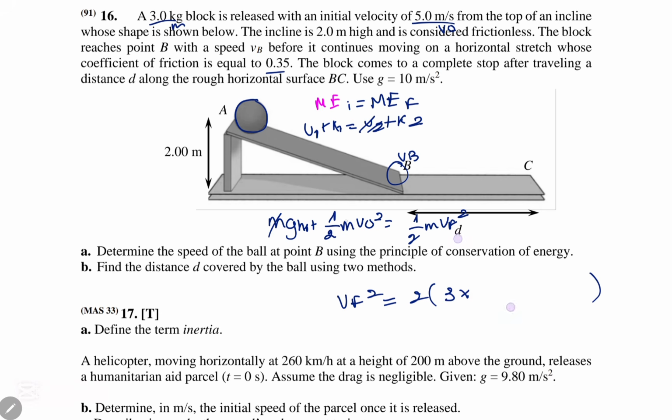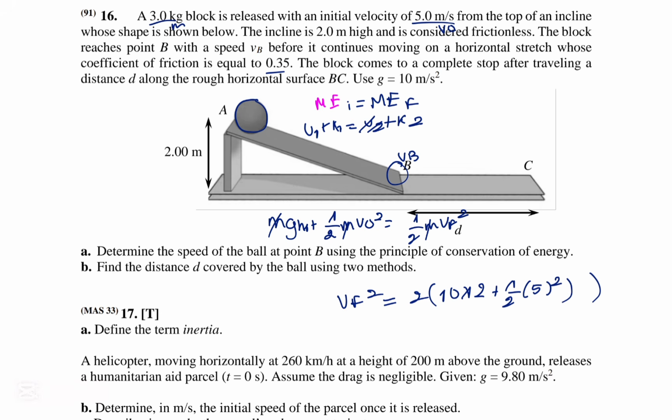You could cancel the mass actually. There is no point in adding the mass, so you can cancel it out. So it's going to be 2 times the g, which is 10, times the height, which is 2 meters, plus 1 over 2 times 5 squared, okay? Put it on your calculator.